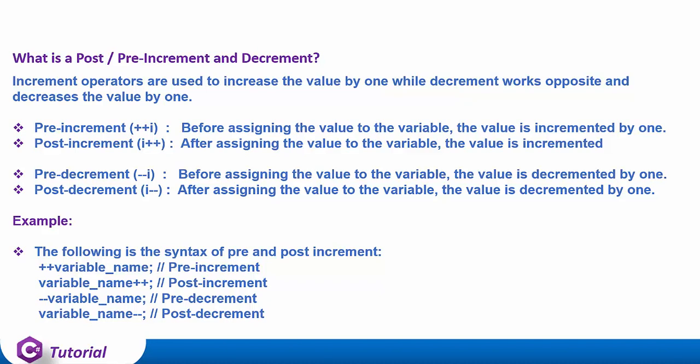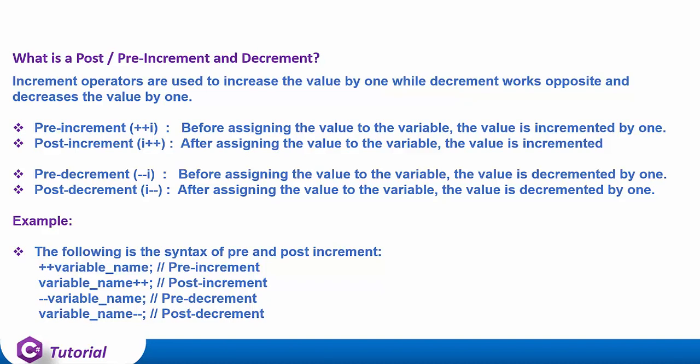Hi friends. Today we are going to talk about post and pre-increment and decrement. So what is post, pre-increment and decrement? Increment operators are used to increase the value by 1, while decrement works opposite and decreases the value by 1. So if we want to increase the value by 1, we will use the increment operator, and if we want to decrease it, we use the decrement operator.